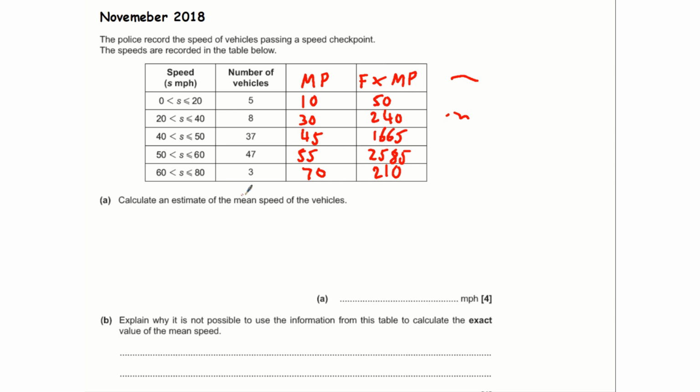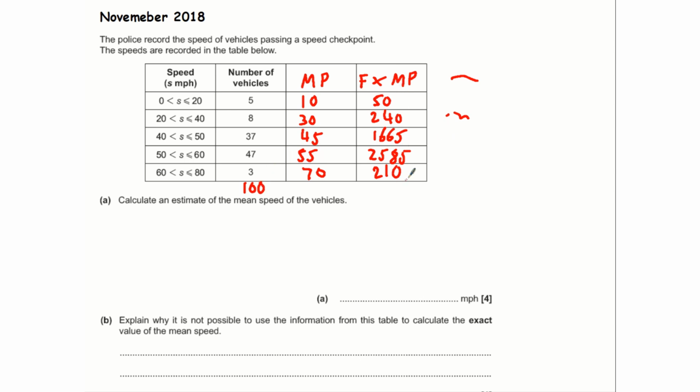And then it says estimated mean. To work out the mean, I know that I have to add up all the numbers and then divide by the amount of numbers that I have. The amount of vehicles that I have is not in the question, so we have to add all of these numbers up. So I do 5, add 8, add 37, add 47, add 3, which would equal 100.